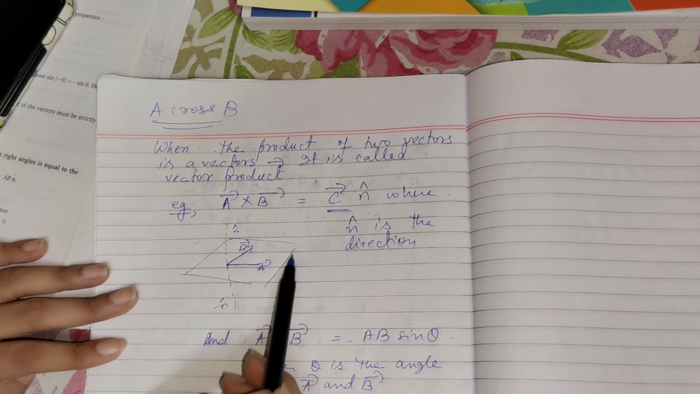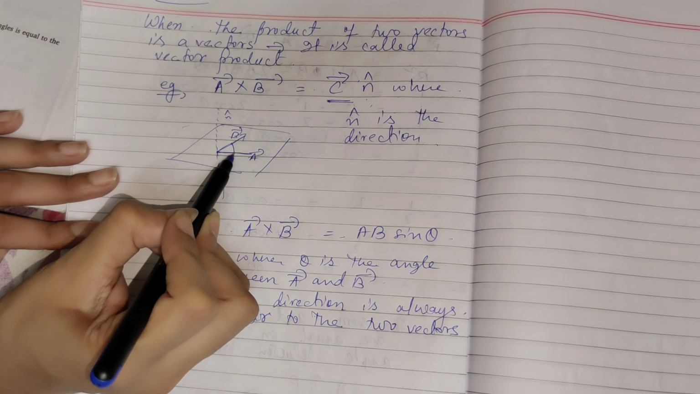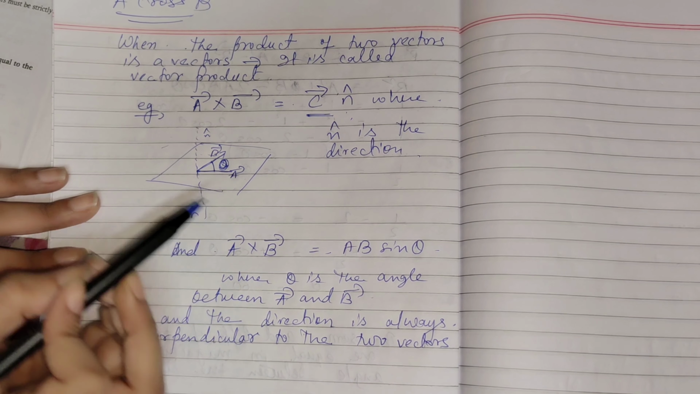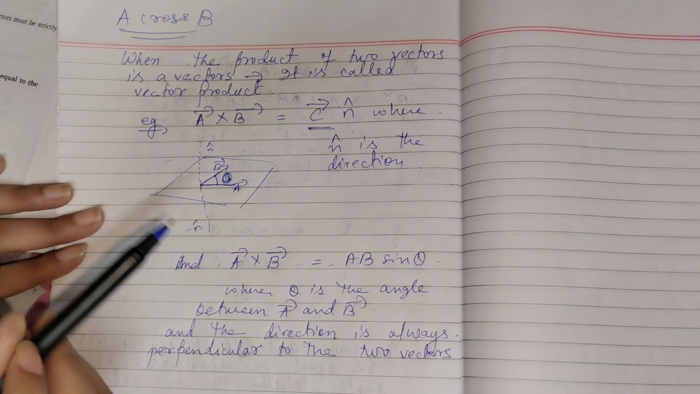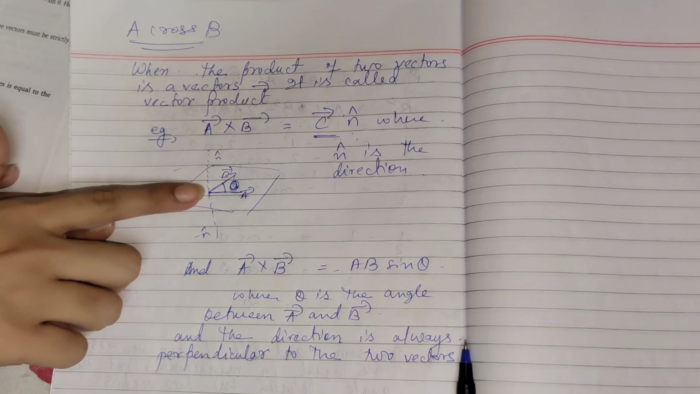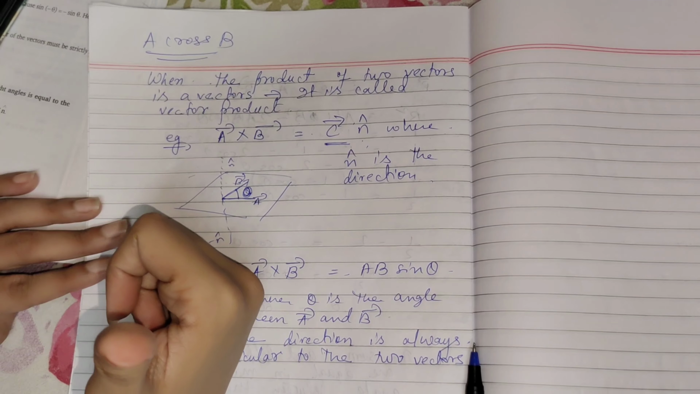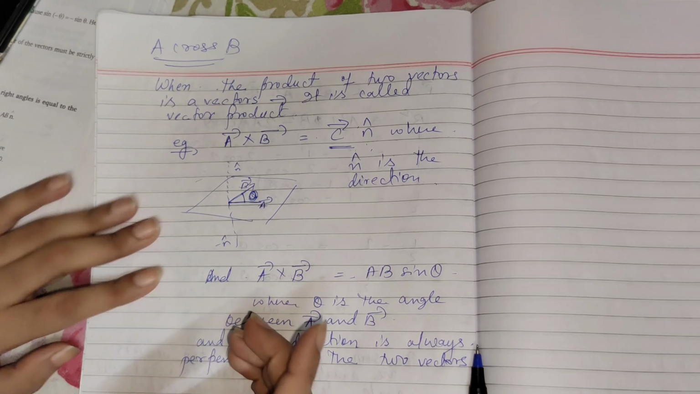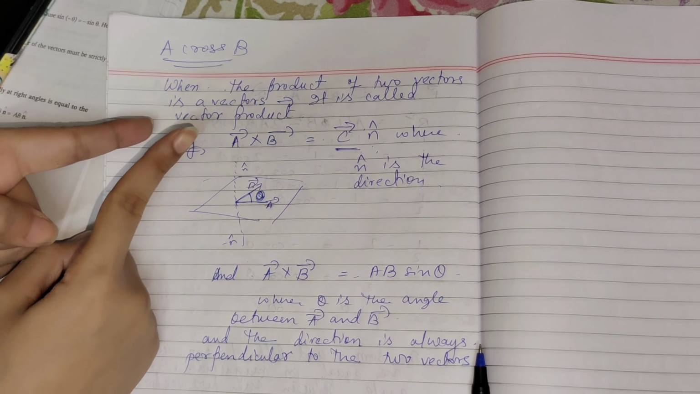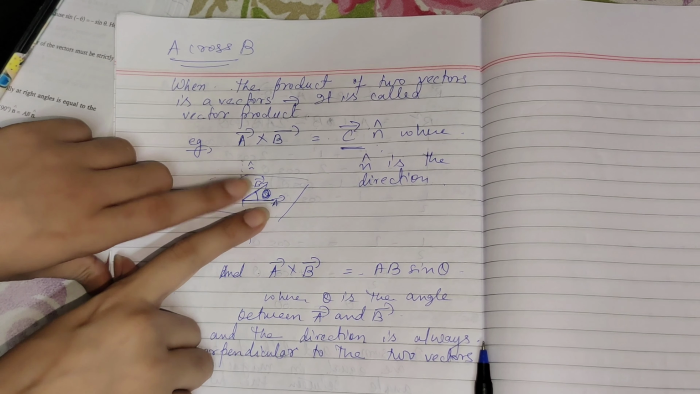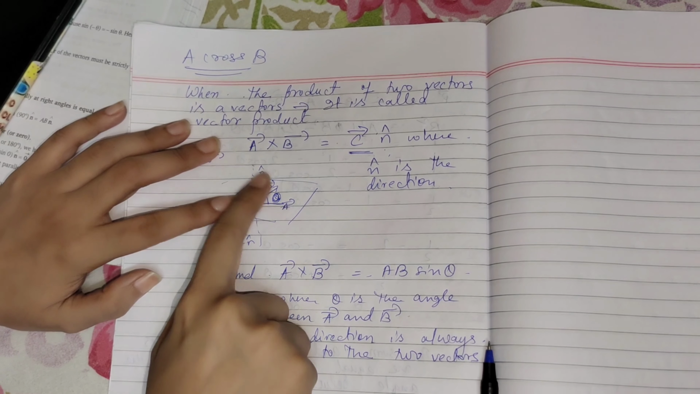Suppose, let's say this is a plane, and on this plane you have one vector A, one vector B, and then you have theta. So the direction would either be this way or this side. So how would we know whether the direction is going to be upwards or downwards? We would be using the right-hand thumb rule. So always try to fold your hand in this way from the smaller angle between A and B. Obviously it is from A to B and not from B to A.